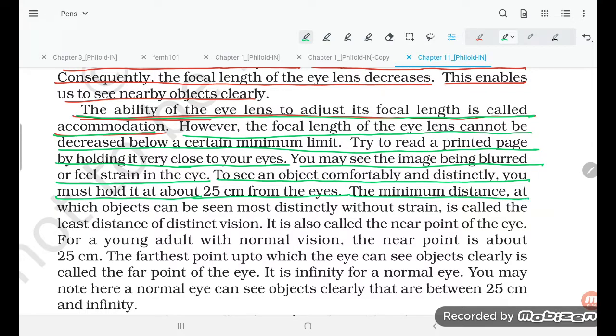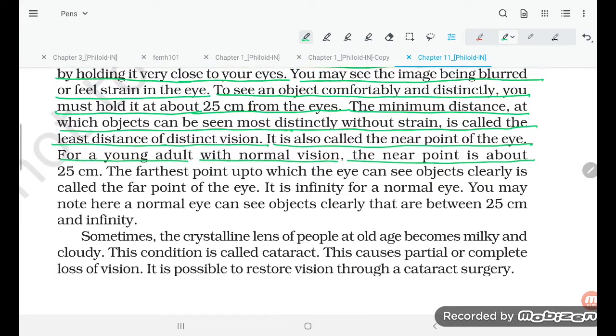The minimum distance at which the object can be seen most distinctly without strain is called the least distance of distinct vision. It is also called the near point of the eye. For a young adult with normal vision, the near point is about 25 centimeters.